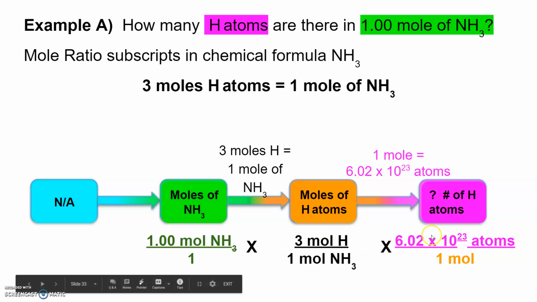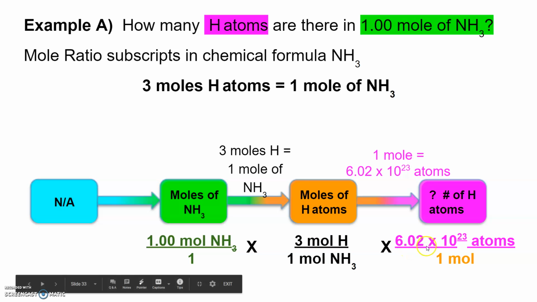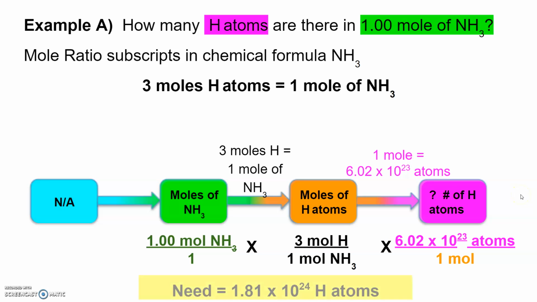Then once I have that, I now have moles of H here, but I don't want to end in moles of H. I want to convert that to number of H atoms, and so I use this conversion factor, and the 1 mole goes in the bottom so that the moles can cancel out, and I can keep number of atoms. And when I do that, I would find that I have 1.81 times 10 to the 24 hydrogen atoms.